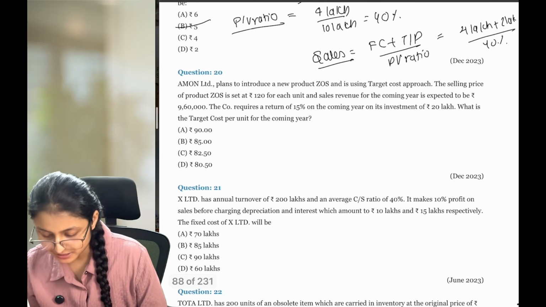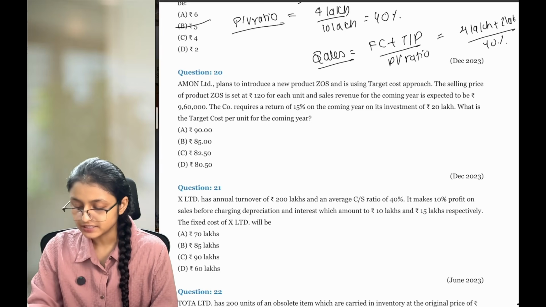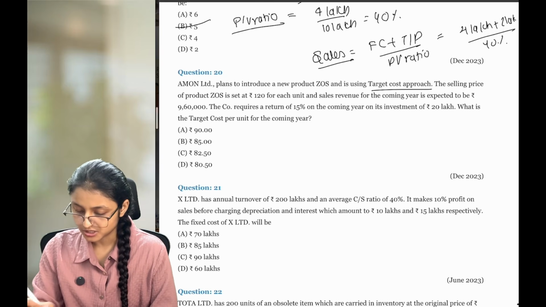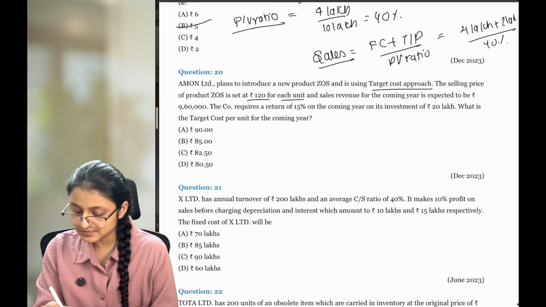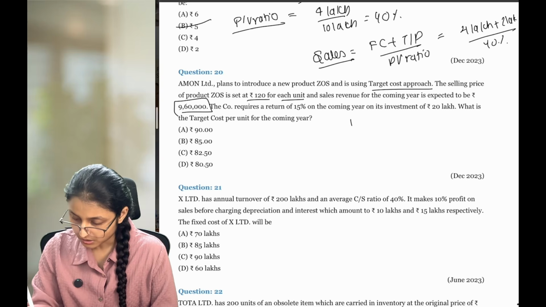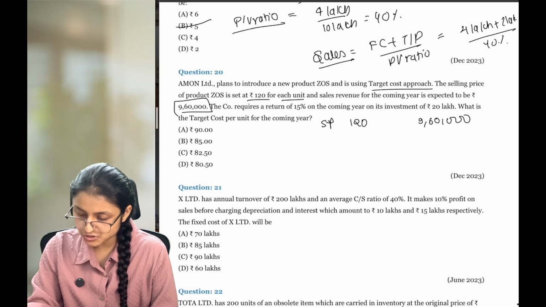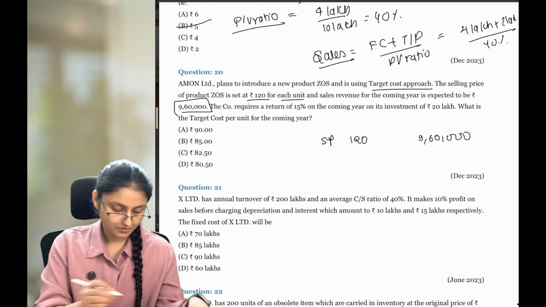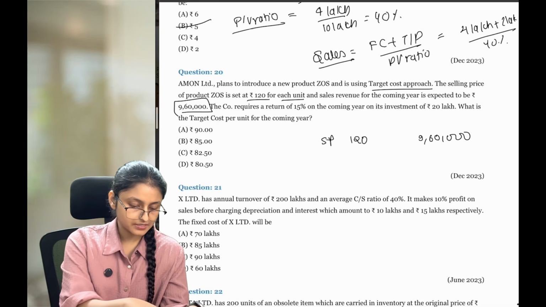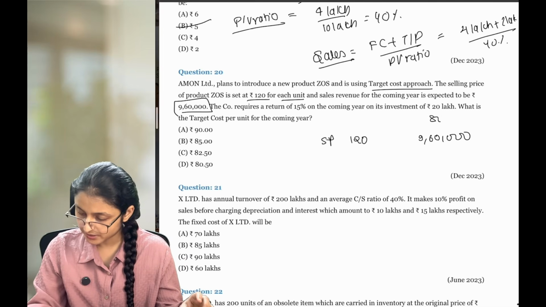Next, Amon Limited plans to introduce a new product ZOS and is using target costing approach. The selling price of product ZOS is set at 120 for each unit and sales revenue for the coming year is expected to be 9,60,000. Okay, so 120 is the selling price and 9,60,000 is the total sales which you are having. If that is the case, then what is the number of units which you are selling here? 9,60,000 is the sales and 120 per unit is the selling price. So 8,000 units is what we are selling here.